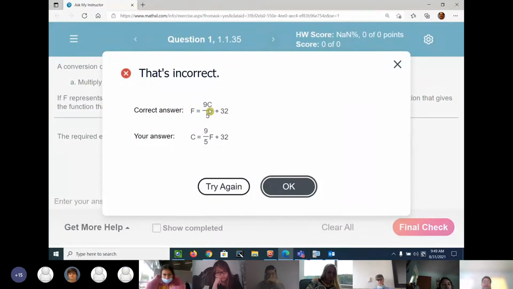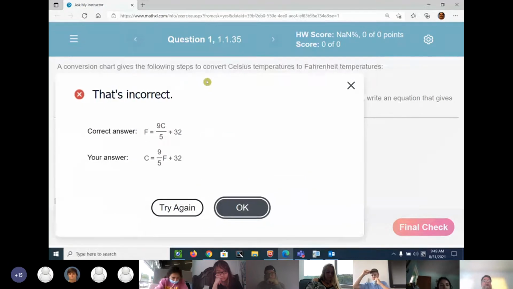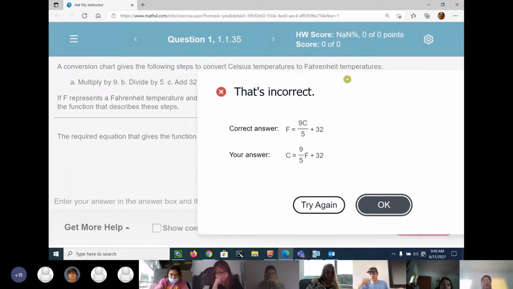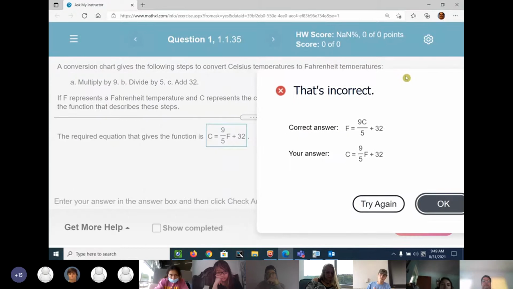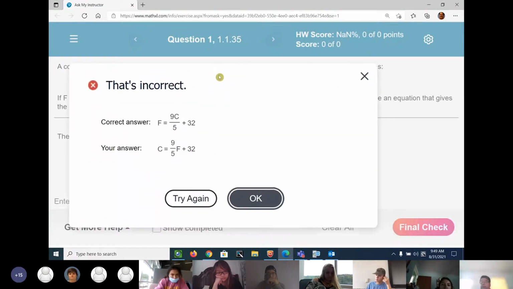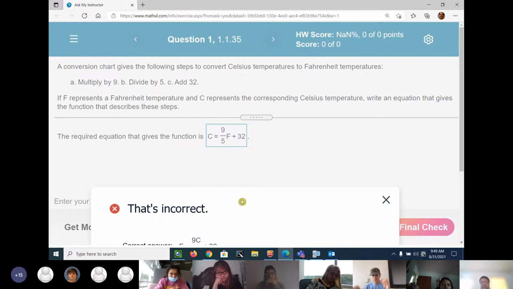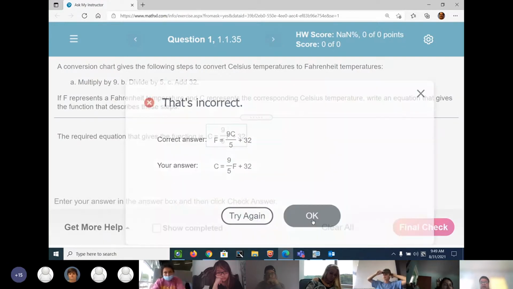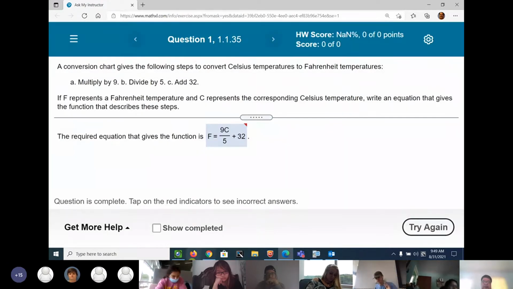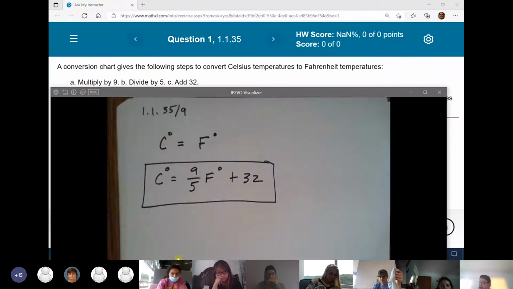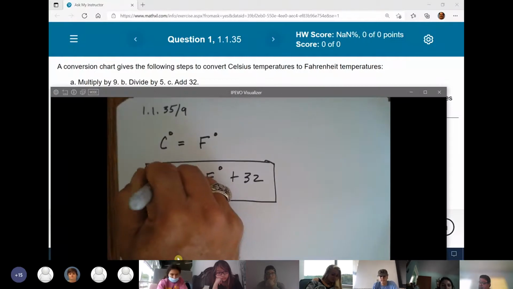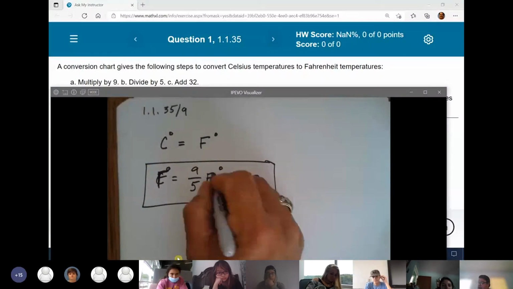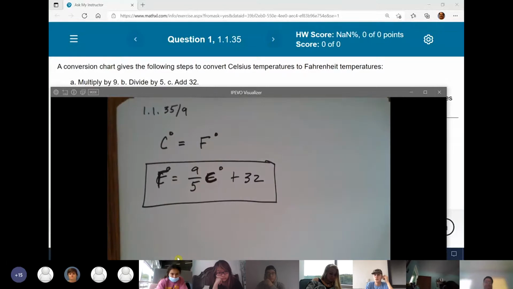Oh, excuse me. Okay, I'm sorry. I thought they were asking for Celsius. A conversion chart gives the following steps to convert Celsius temperatures. Okay, I'm sorry. I did it backwards. See, even I get confused. So all you got to do is just change this to Fahrenheit. Change this to Celsius. Sorry about that.